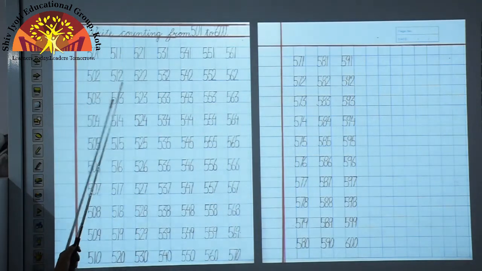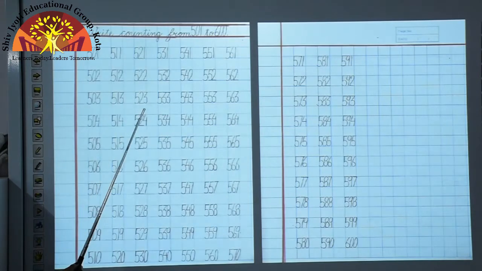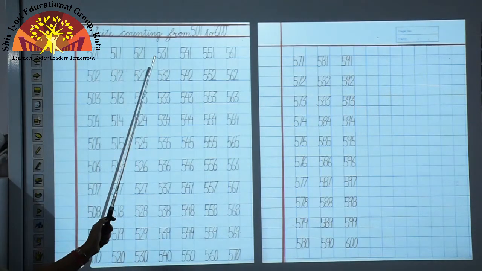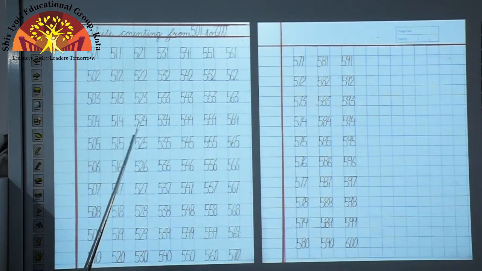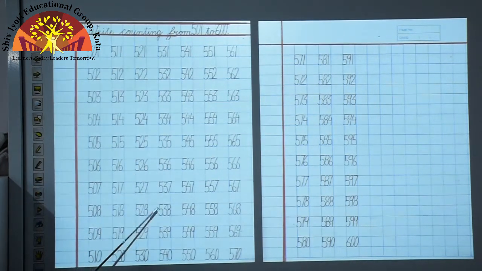Now what will come? 521, 522, 523, 524, 525, 526, 527, 528, 529, 530, 531, 532, 533, 534, 535, 536, 537, 538, 539, 540.